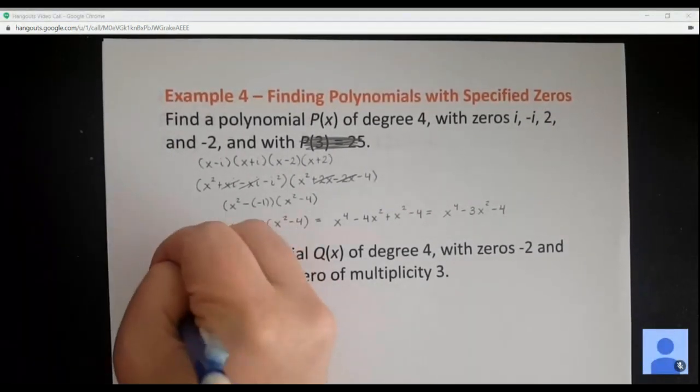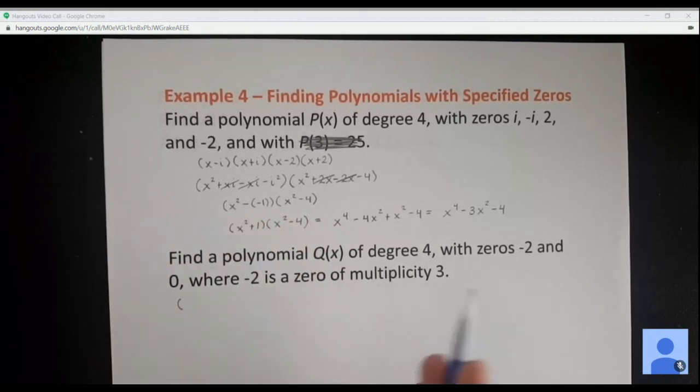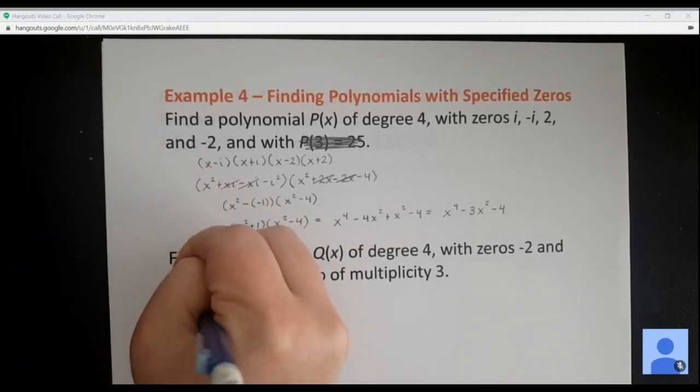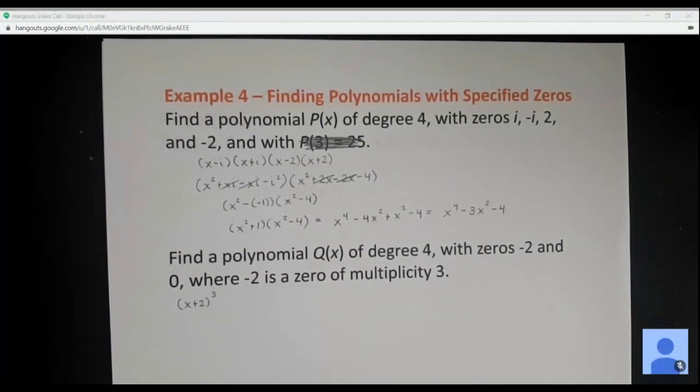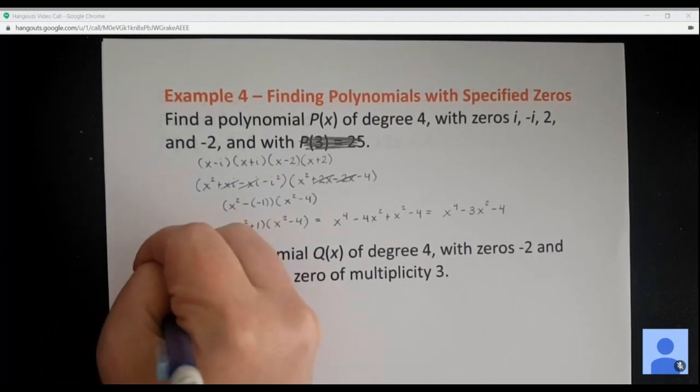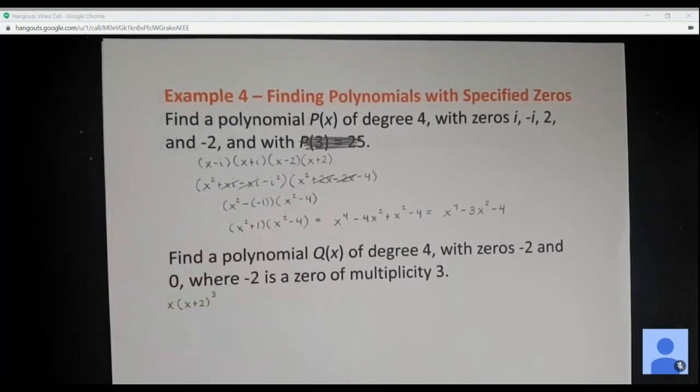Good, right? So we know that x plus 2 is going to happen 3 times. So we're going to have an x plus 2 to the third power. We should have a degree of 4, so we still need something else in there. So what's the other factor going to be? Okay, 0 is the zero, right? So what would be the factor we use that would give us 0? Good. So we just need an x this time. So here's the factor that gives us the 0. Here's the factor that gives us the negative 2, and that should happen 3 times.